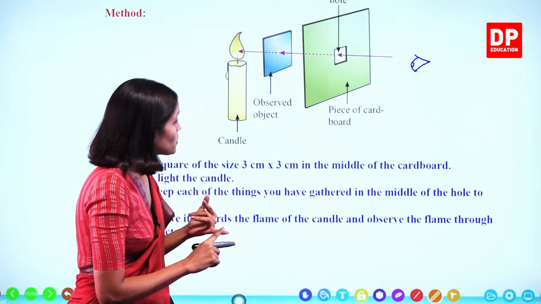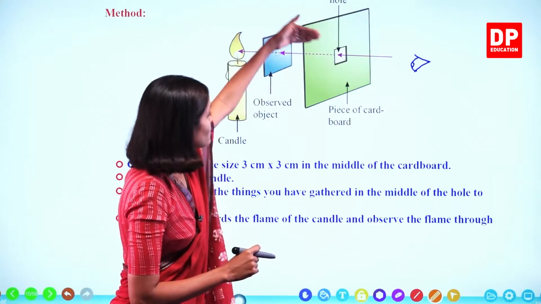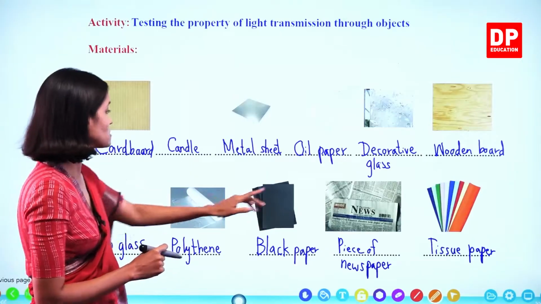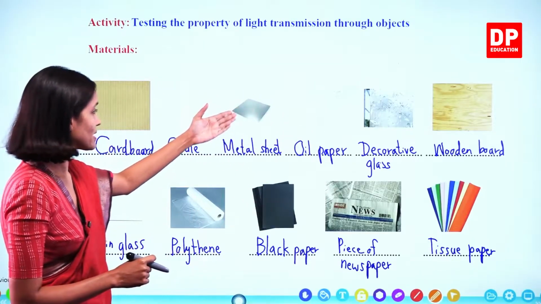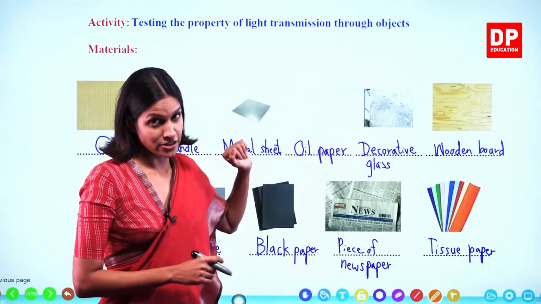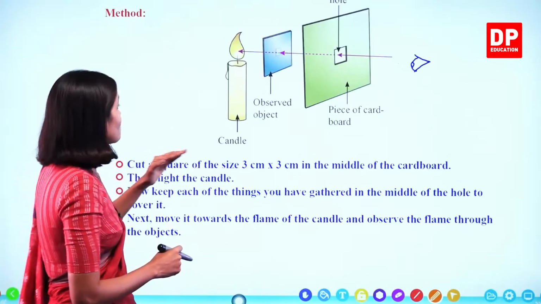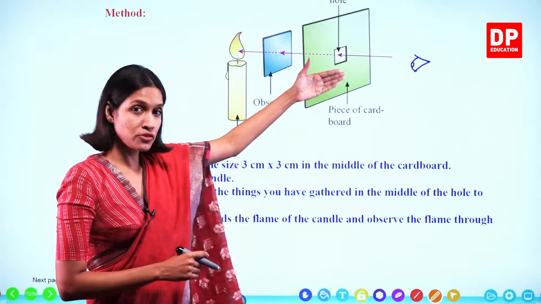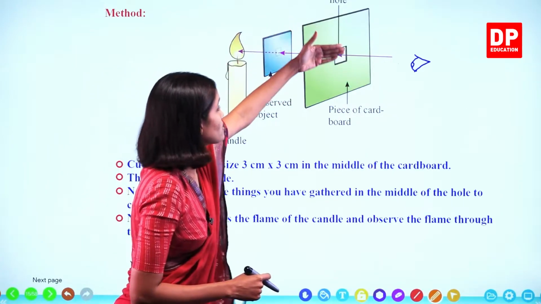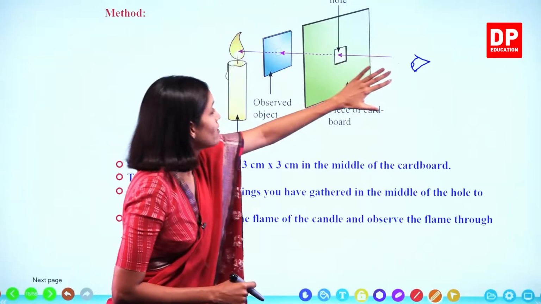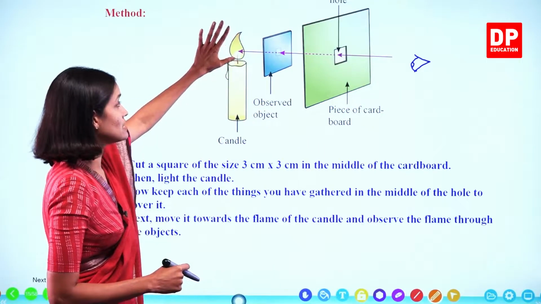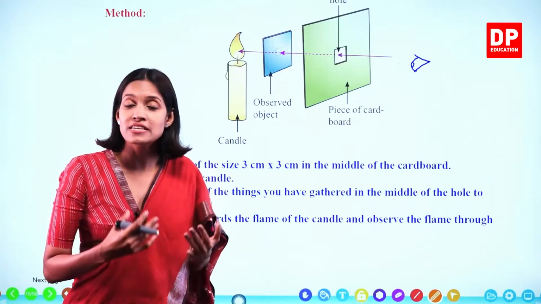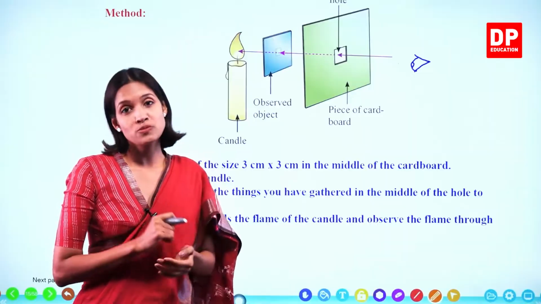Now in order to cover this hole, you have to place different materials. Here, we have to use different materials: oil paper, metal sheet, decorative glass, likewise. Then you have to place each of these materials in between the candle and the piece of cardboard so that the material covers the hole. Then you look through the hole, through the material, at the flame and check whether you can see the candle flame clearly as before.